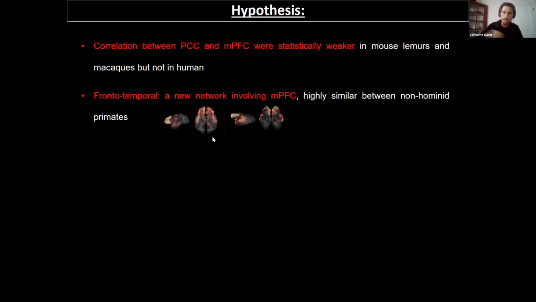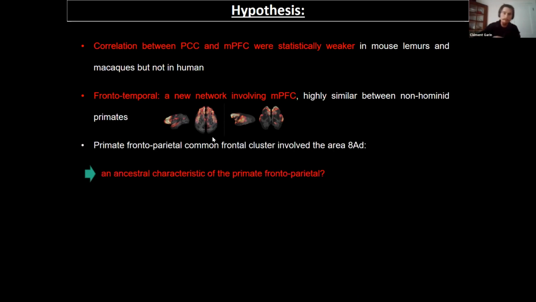So in conclusion, here we saw that the connection between the PCC and the medial prefrontal cortex was always weaker in mouse lemur and macaques, but not in humans. We might have found a new network that involves the medial prefrontal cortex, and that seems to be similar to non-Hominid primates, but not to humans. And finally, this area 8AD seems very interesting.